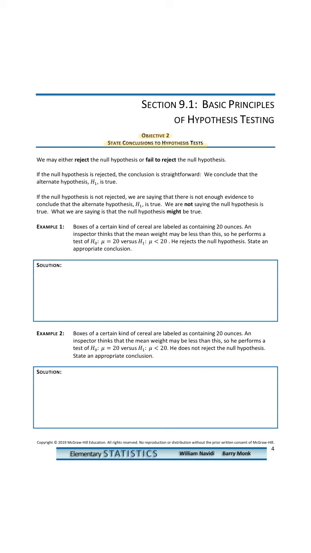So let's look at some examples. A box of cereal is labeled that it contains 20 ounces.